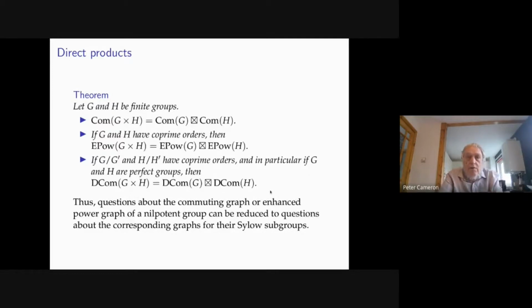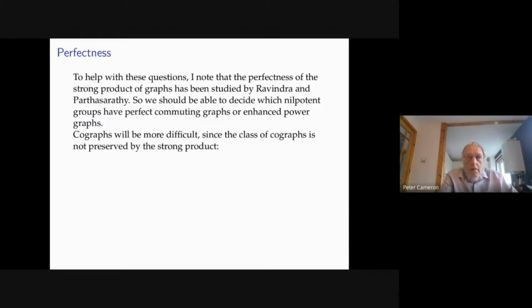So often you can reduce questions to questions about the Sylow subgroups, but there is a problem with cographs. You see, you didn't see cographs there. The strong product of cographs needn't be a cograph, and I'll finish with this. This is just a little example. So it's the strong product of two 3-vertex paths, that one and that one, and you will see that it contains an induced 4-vertex path.